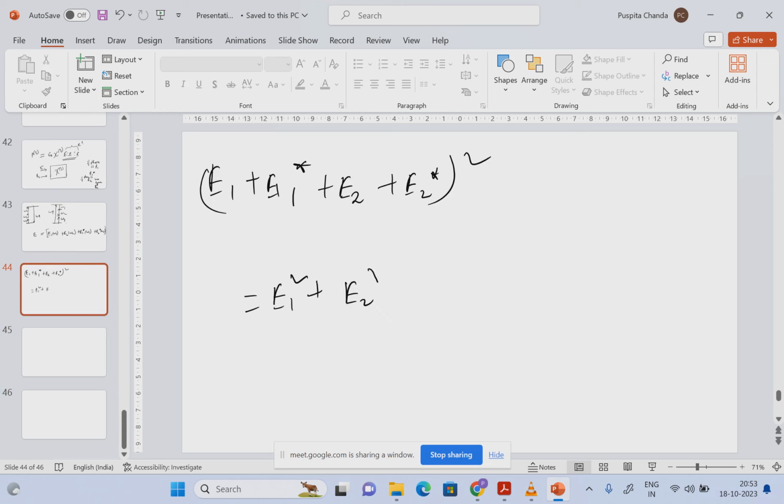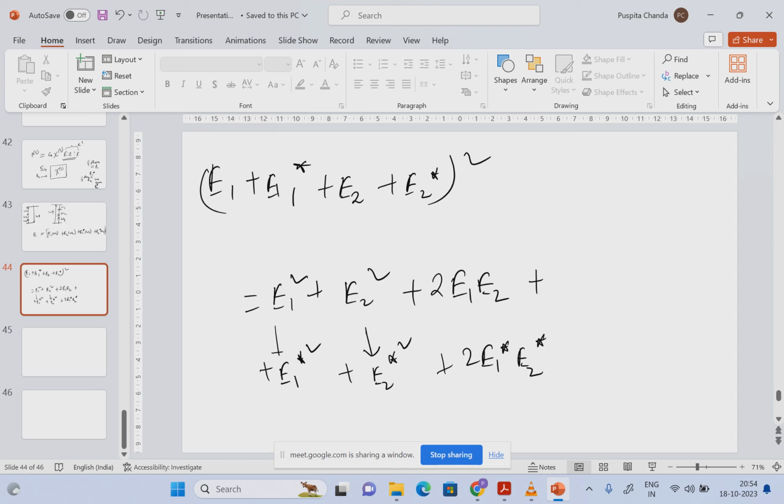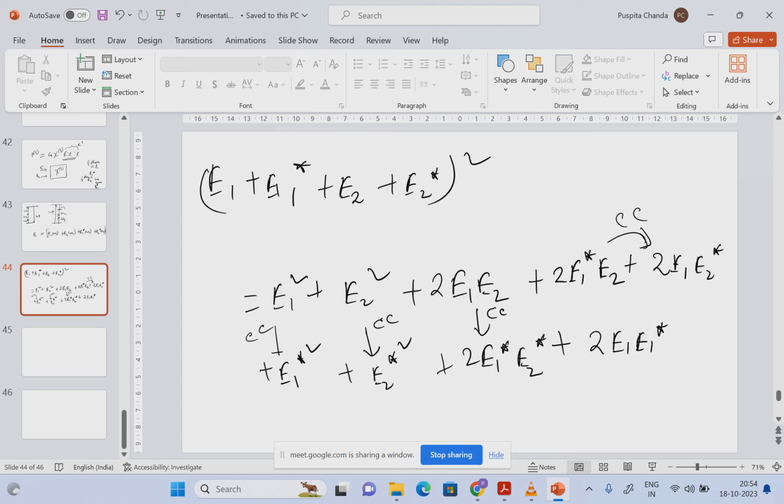So here E is, so we get terms like E1 squared, E2 squared, and their complex conjugate terms, E1 star squared, E2 star squared, then 2 E1 star E2, and its complex conjugate 2 E1 E2 star, and another is 2 E1 E1 star plus 2 E2 E2 star. Okay.